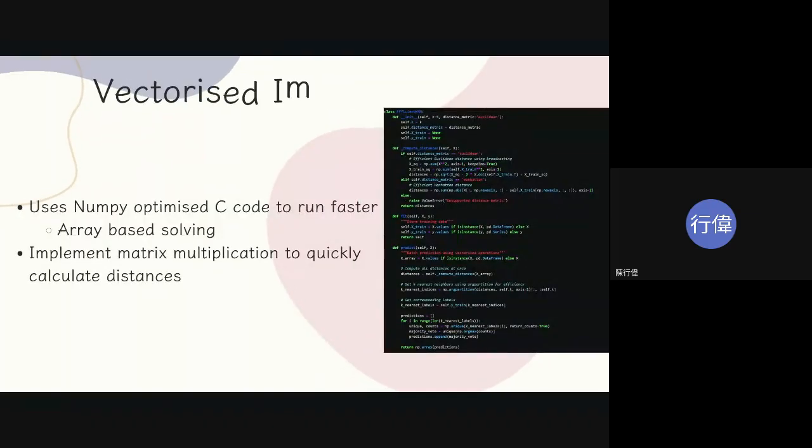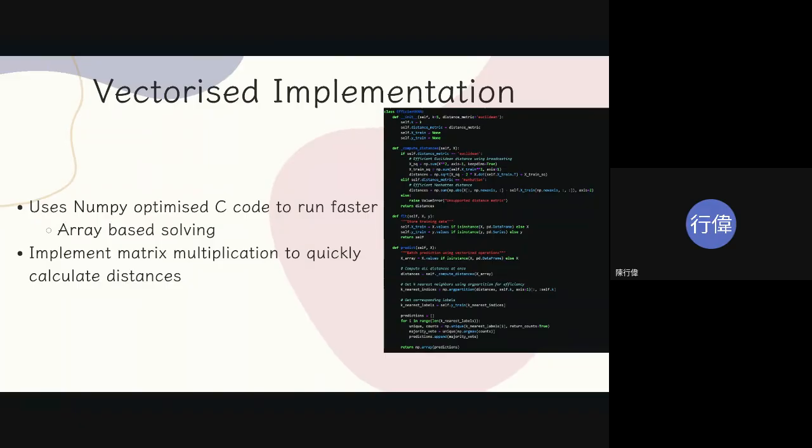Next, we try to do vectorization to make it faster. We use NumPy's optimized C code to run faster. We did some dot matrix multiplication as well. Instead of doing the multiplication one by one through a for loop, we use NumPy to do the multiplication all at once, calculating all the data at once, so that it reduces the time needed. And because NumPy uses C code, it is inherently faster than Python through interpretation.